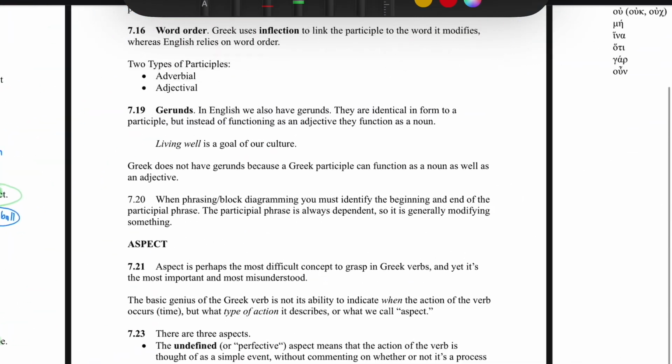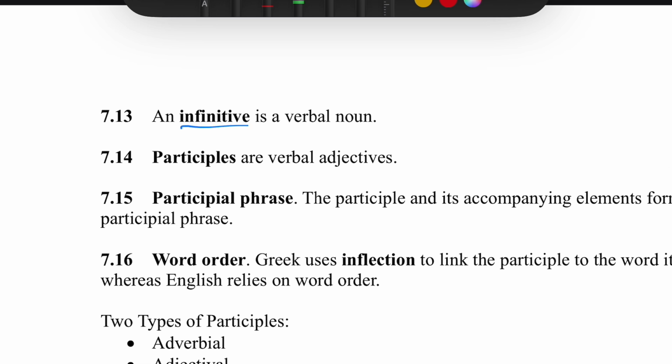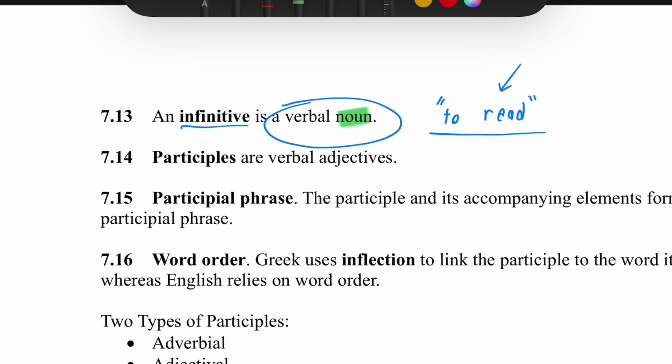That said, let's talk about the infinitive. So an infinitive, briefly, it is a verbal noun. So fundamentally it is a noun, but it's related to verbs. So in English, the way we have infinitives is we use the word to. So to read is the infinitive form of the verb read.